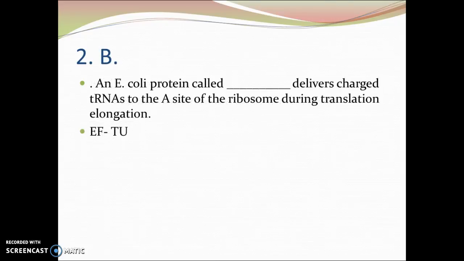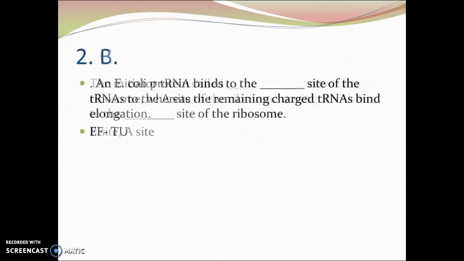B, an E. coli protein called blank delivers charged tRNAs to the A site of the ribosome during translation elongation, and that's the EF2. C, the initiator tRNA binds to the blank site of the ribosome, whereas the remaining charged tRNAs bind to the blank site of the ribosome, and it's the P and then the A sites.